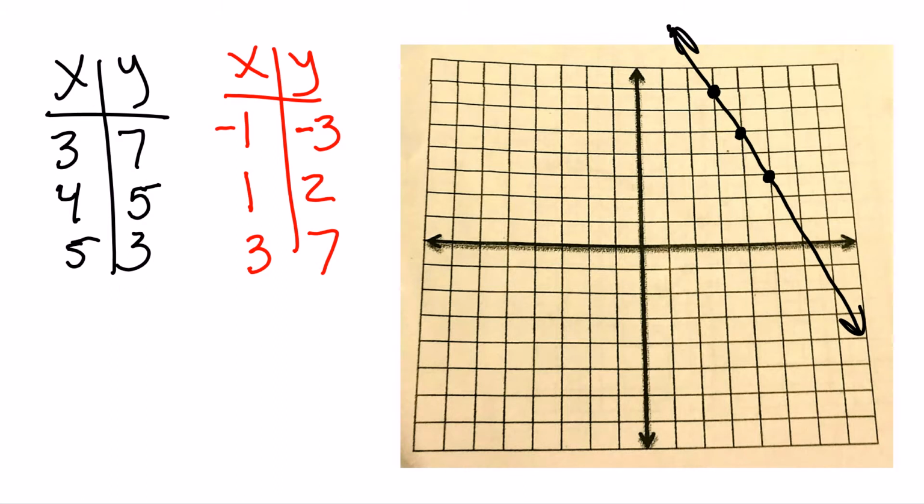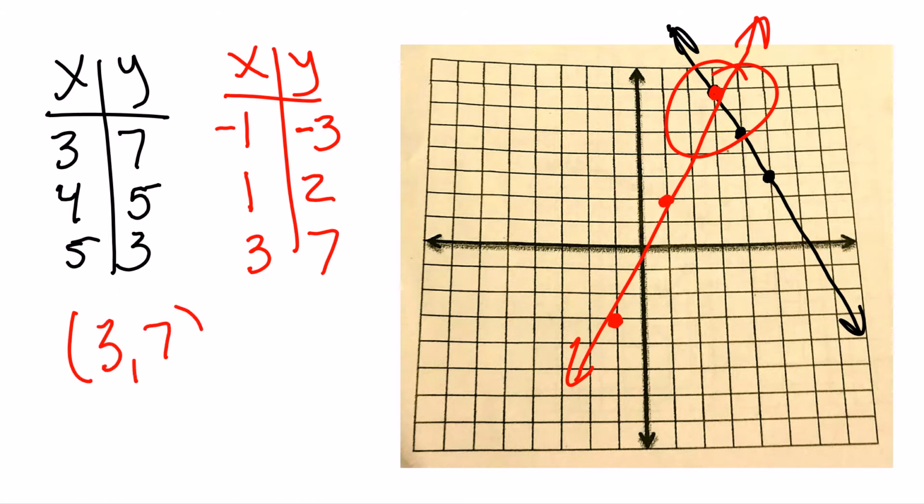Now I'm going to do my red graph. I go -1, -3. I go over 1, up 2. I go 3, 7. Oh, that's a terrible line. All right. That's the point that intersects. So 3, 7 is the solution. If you want to check it, you're more than welcome to. That's it for number 8.